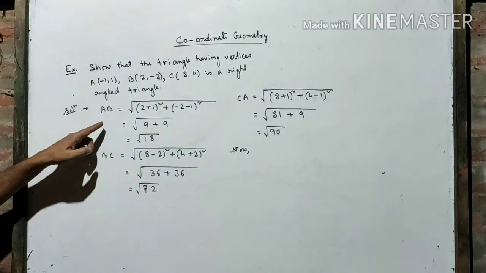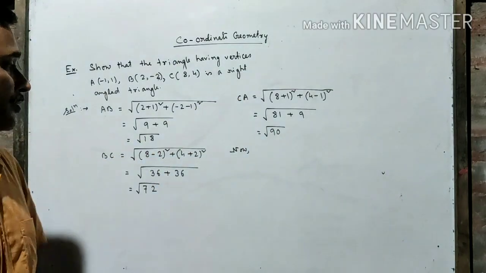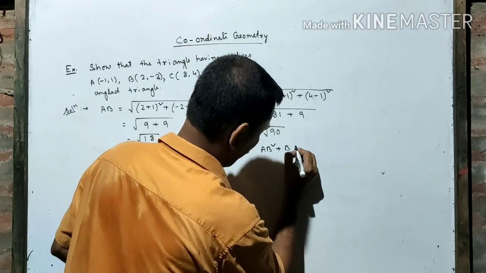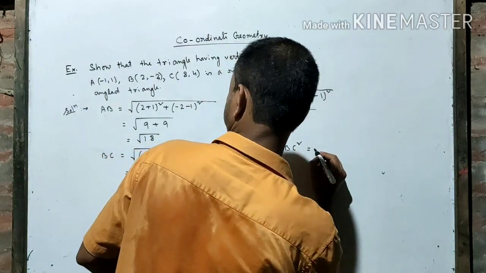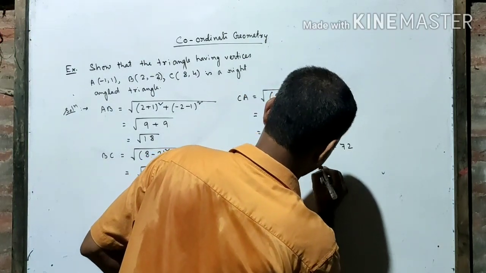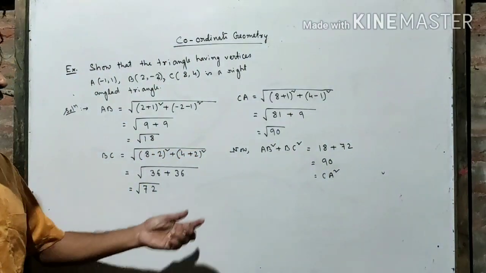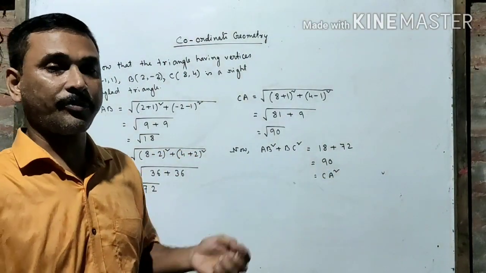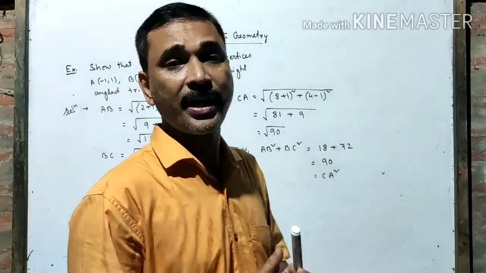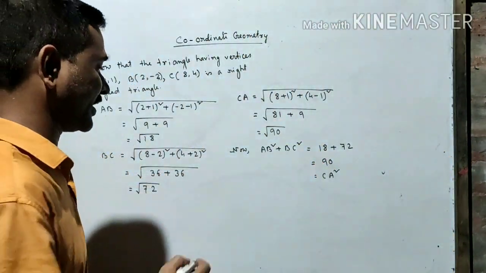Now, you see here, AB square plus BC square will be 18 plus 72 is equal to 90, which is CA square. Now, AB square plus BC square is equal to, AB square is 18, BC square is 72, is equal to 90, which is CA square. So the sum of the squares of two sides of the triangle is equal to the square of the third side. So it's a right angled triangle. Okay, by Pythagoras theorem, it's a right angled triangle.